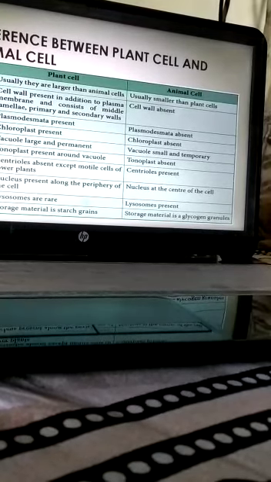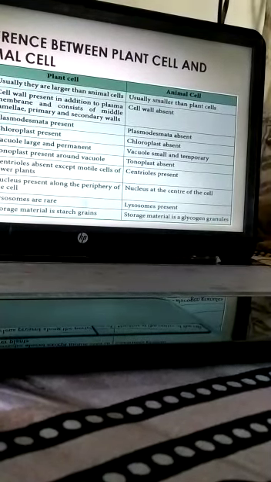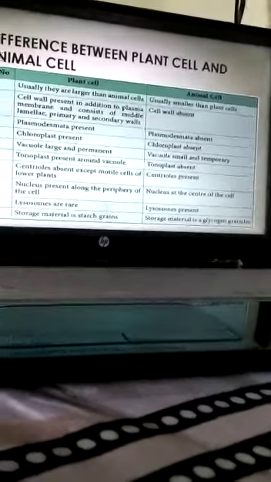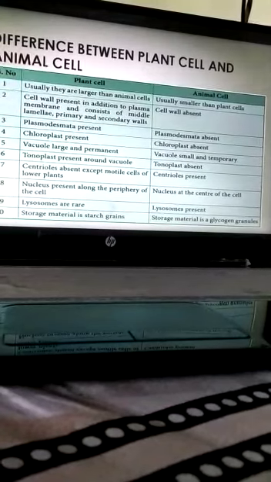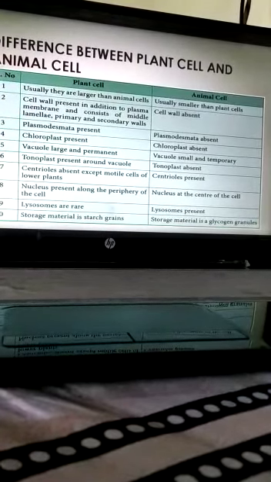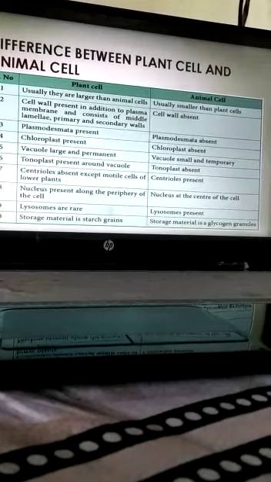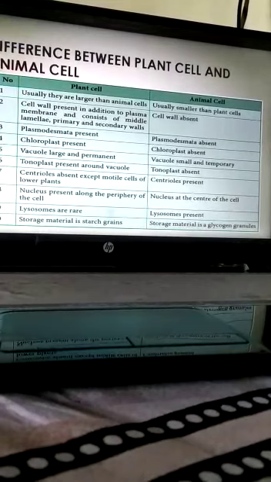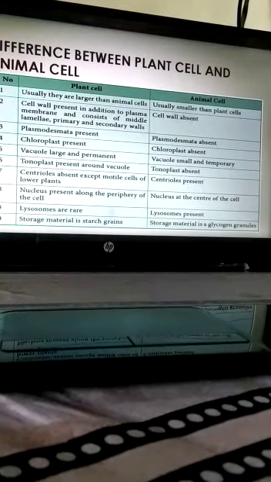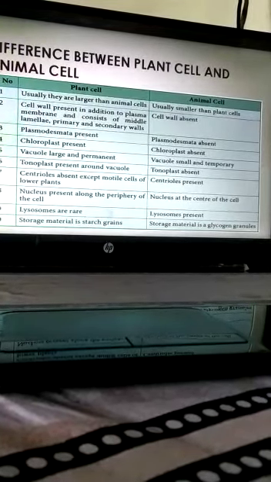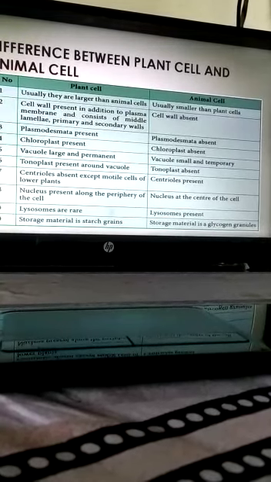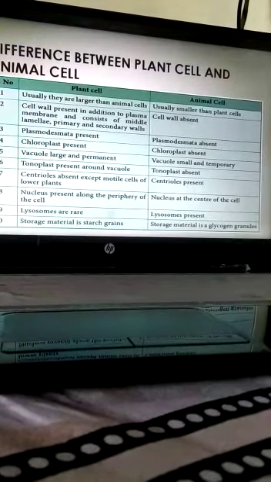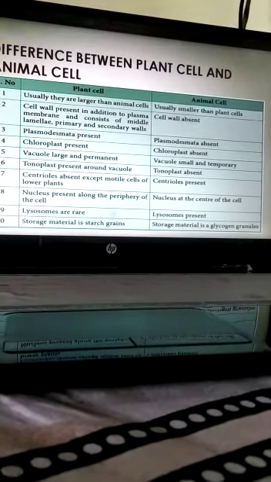Tonoplast is present around the vacuole, but in animal cell, tonoplast is absent. Seventh point, centrioles are absent except in motile cells of lower plants in plant cell, but in animal cells, centrioles are present. Eighth point, nucleus is present along the periphery of the cell, but in animal cell, it is at the center of the cell.